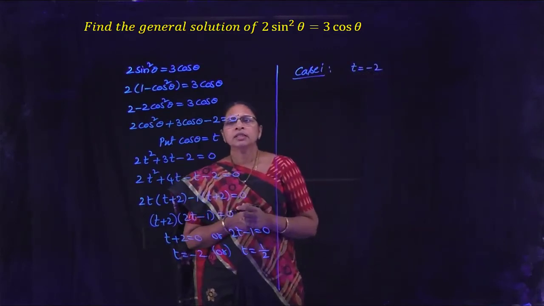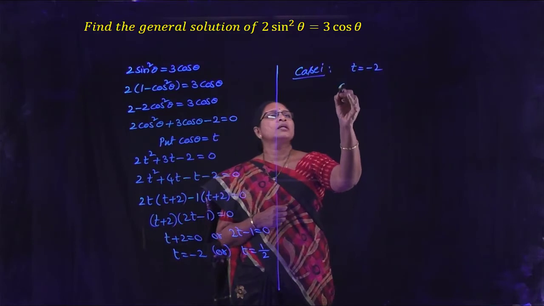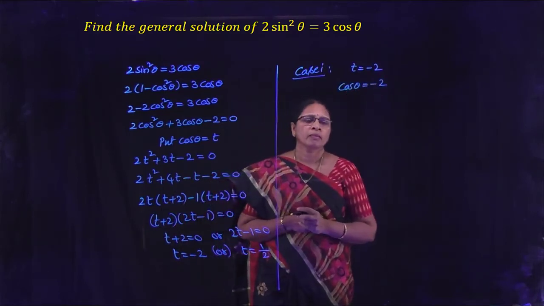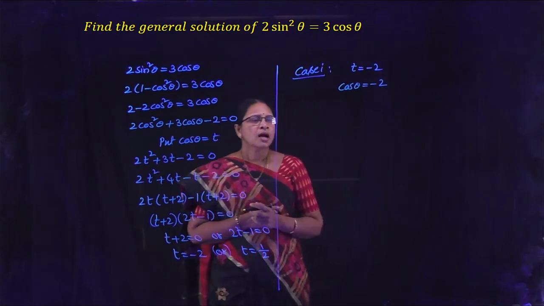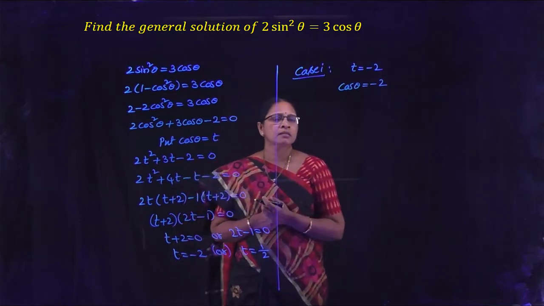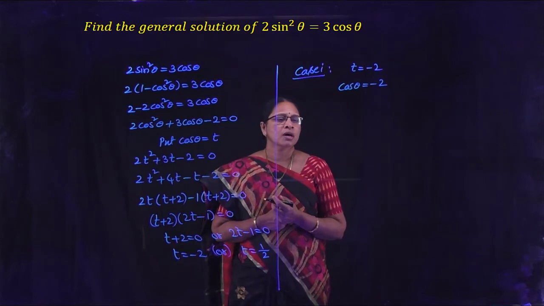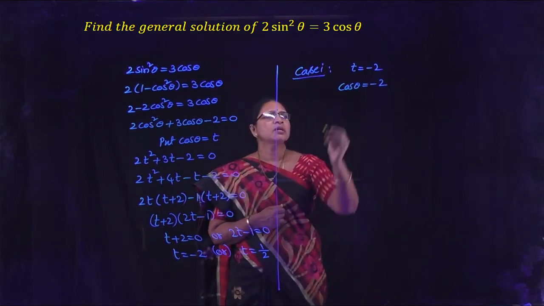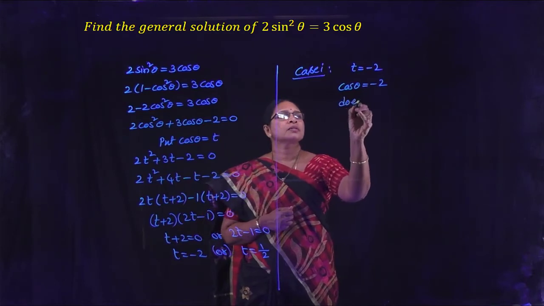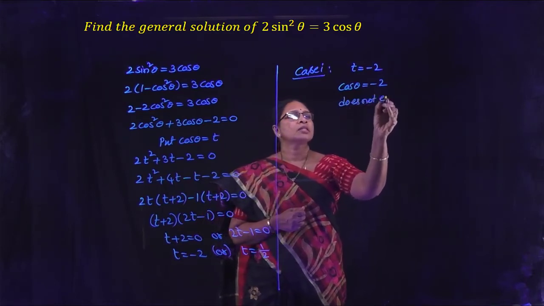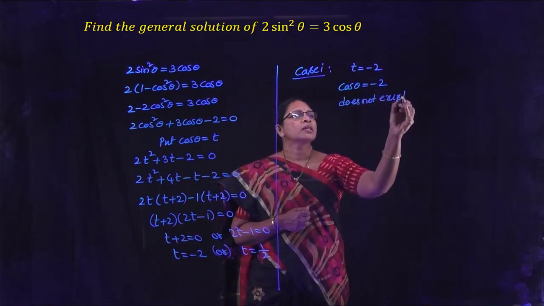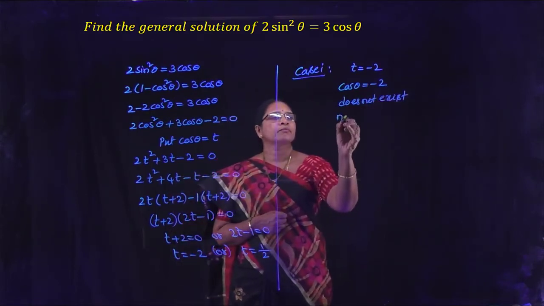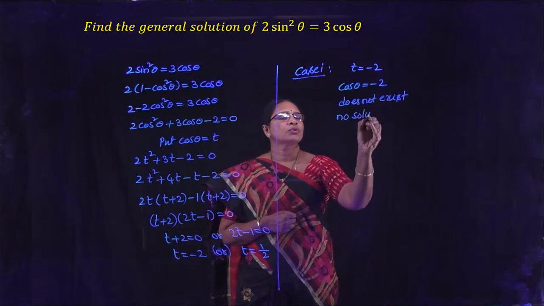We know that cos theta equal to t. Here cos theta is equal to minus 2. We know that cos theta lies in the interval minus 1 comma plus 1. Here cos theta is equal to minus 2 does not exist. There is no solution in this case.